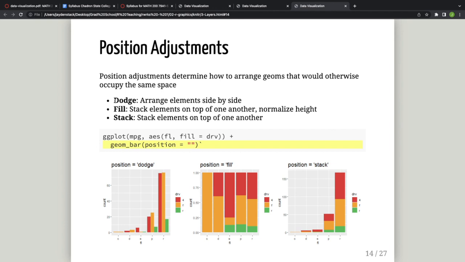That's all going to be dependent on the position of your geom bar. Okay, so that's position equals blank: dodge, fill, and stack. I personally utilize the dodge one a lot, even today still, when I'm trying to compare different levels of the variable I'm looking at.